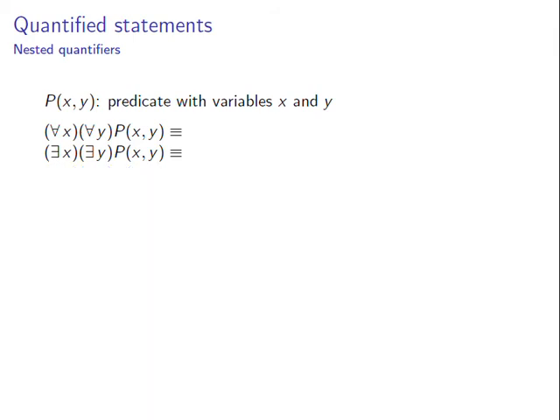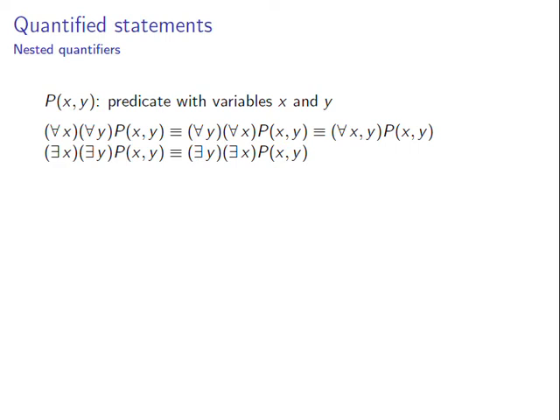However, two consecutive nested quantifiers can be interchanged if they are the same. Hence, the sentence, for all x and for all y, p of x, y, is equivalent to for all y and for all x, p of x, y. We can write this as for all x, y, p of x, y.